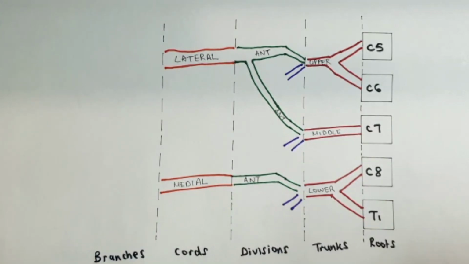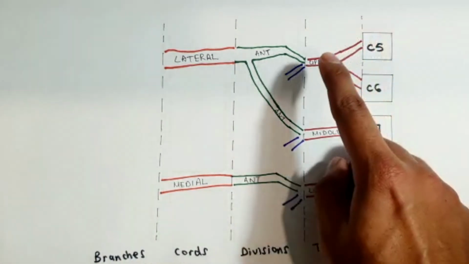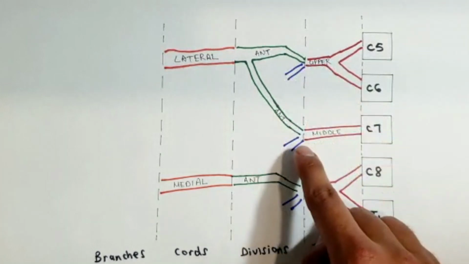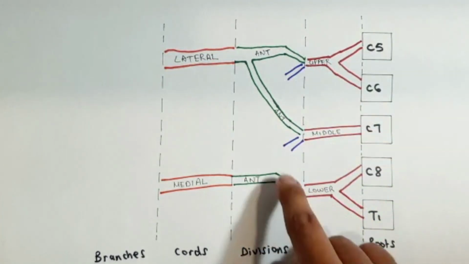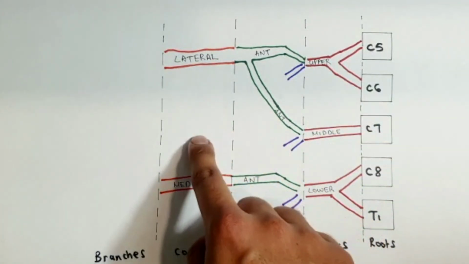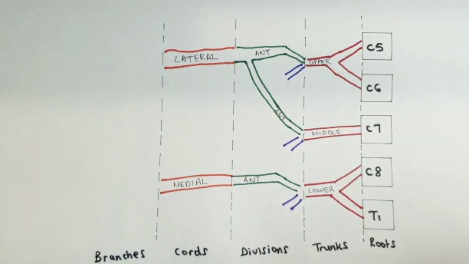Then finally, you have the posterior divisions of the upper trunk, the middle trunk, and the lower trunk coming together in the middle to form one of the most important components of the brachial plexus, the posterior cord.